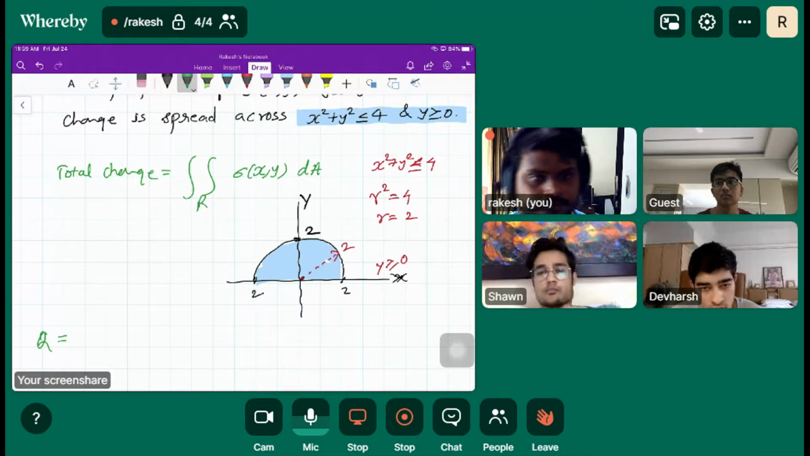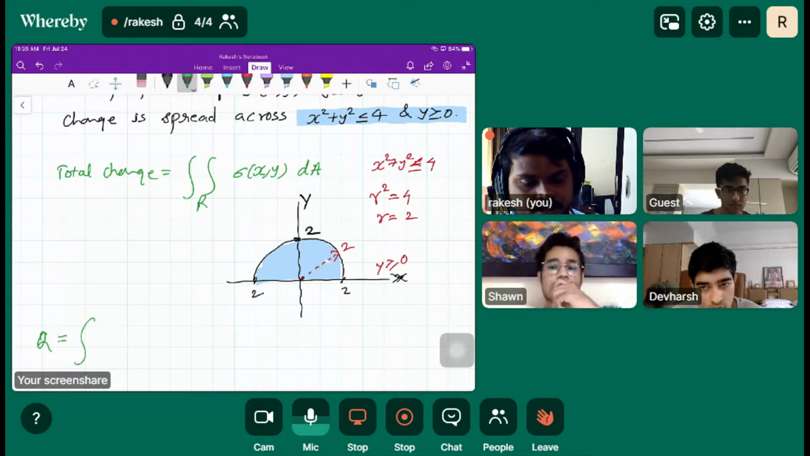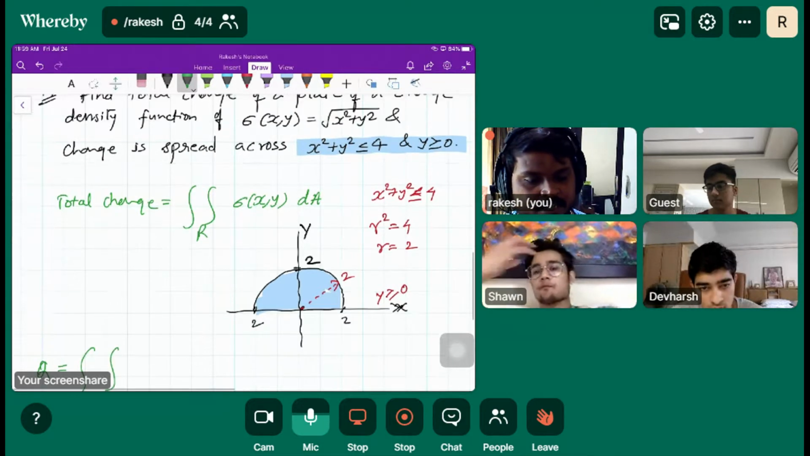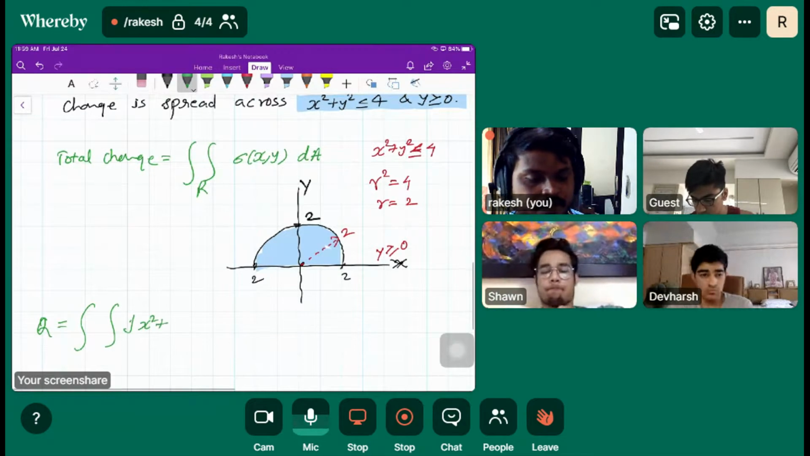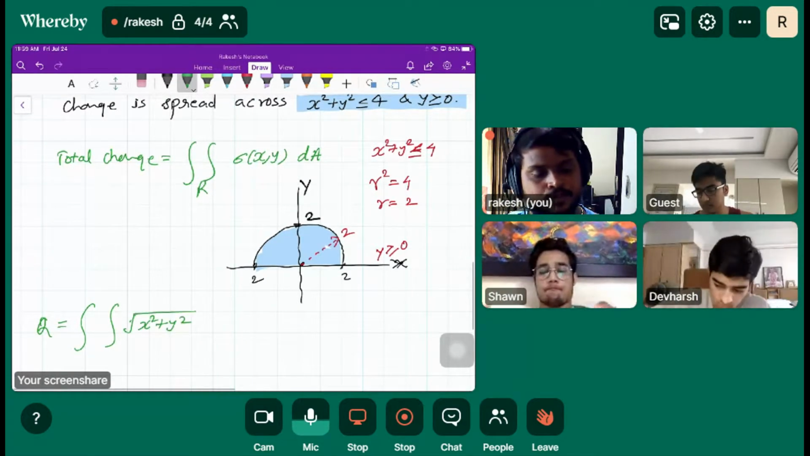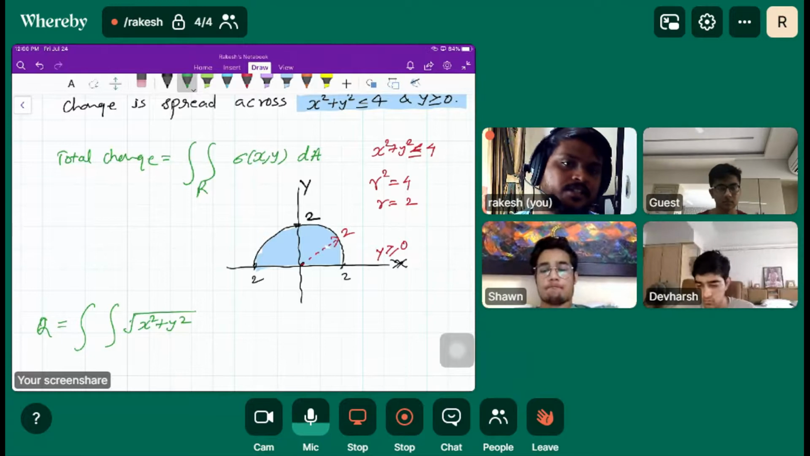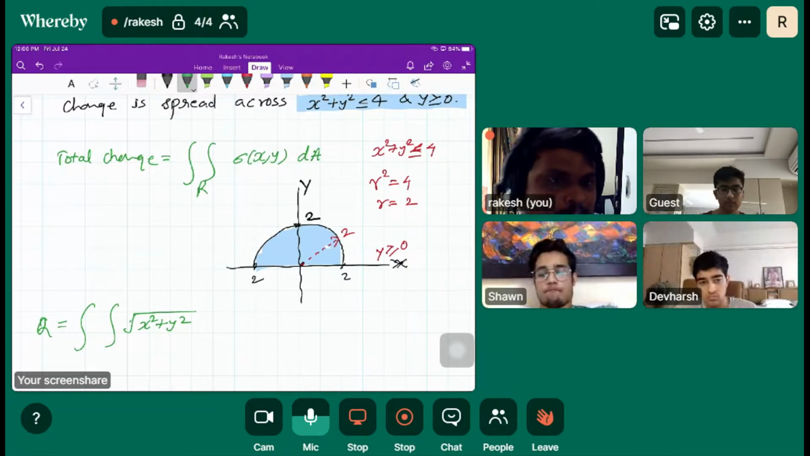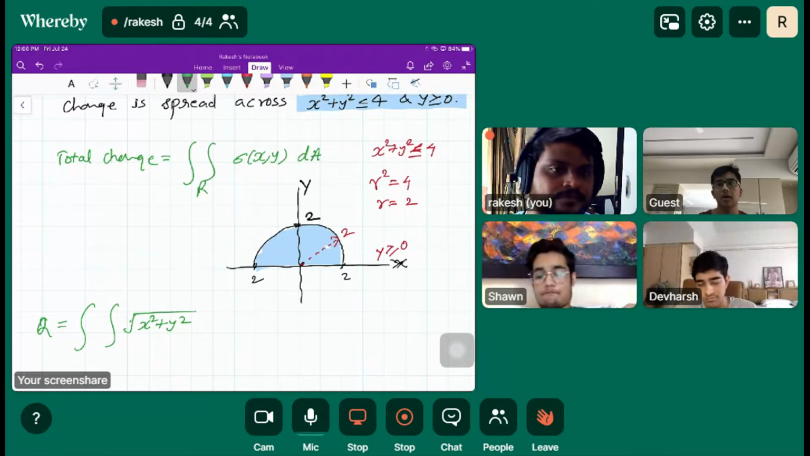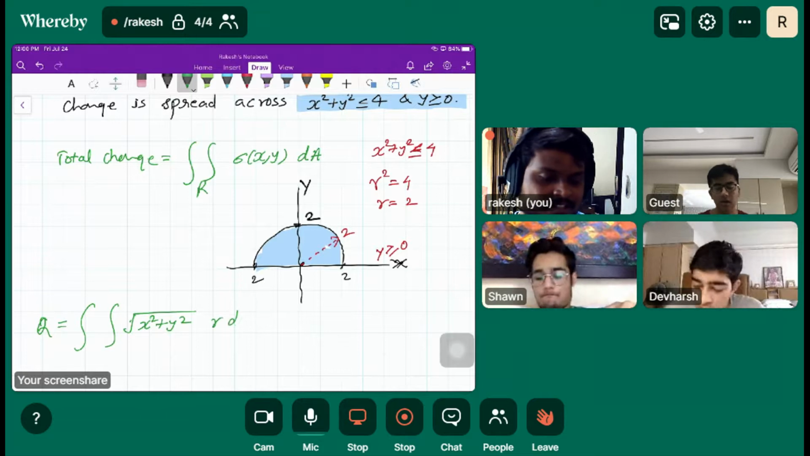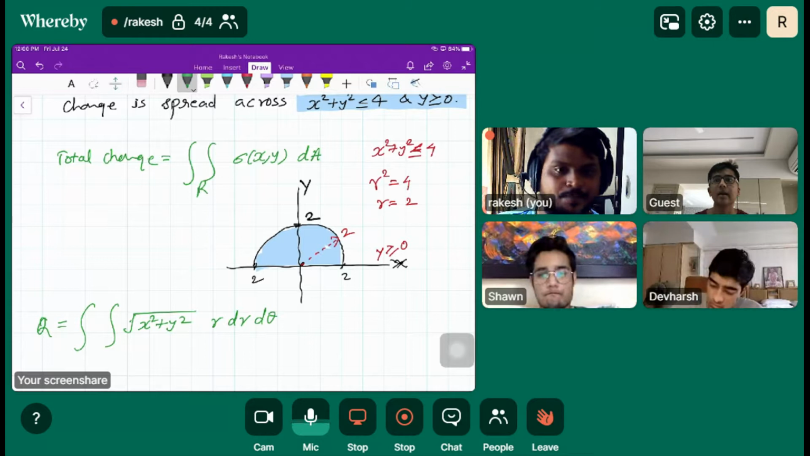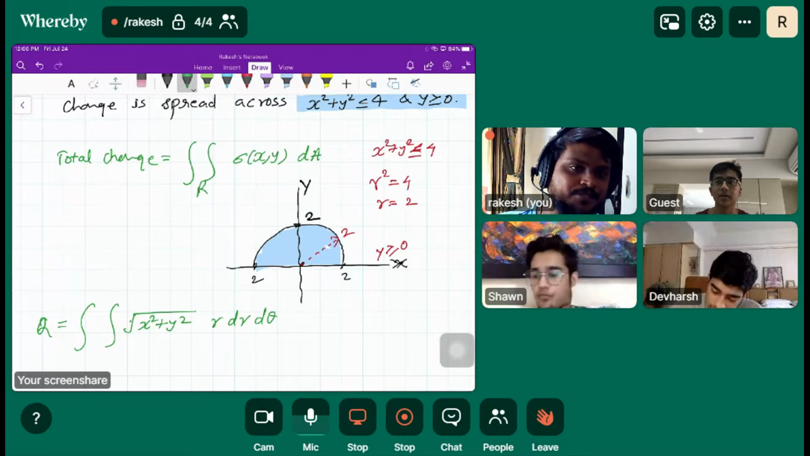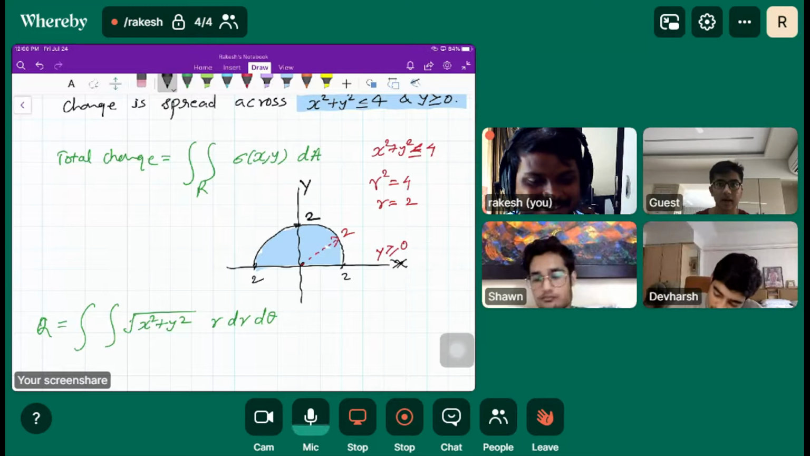Q, the total charge, is the double integral of sigma, where sigma x comma y is root x square plus y square. So what should I write here? If I want to replace dA in polar form, what should I write? r dr d theta. So the integrand becomes r times r dr d theta, which is r square dr d theta.